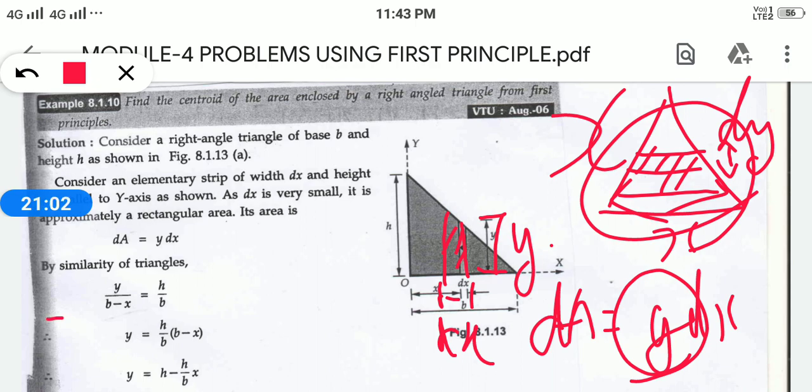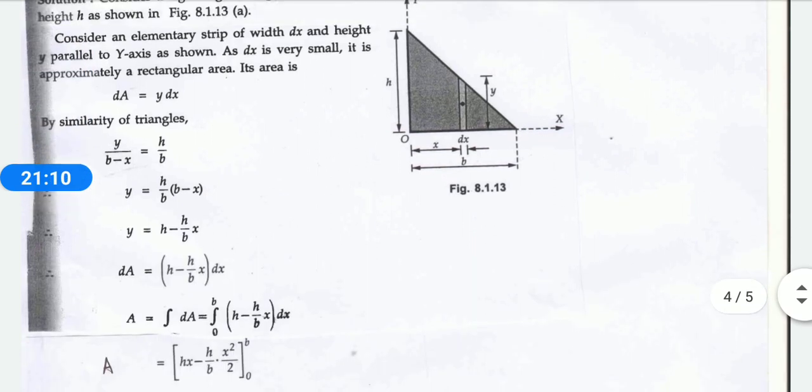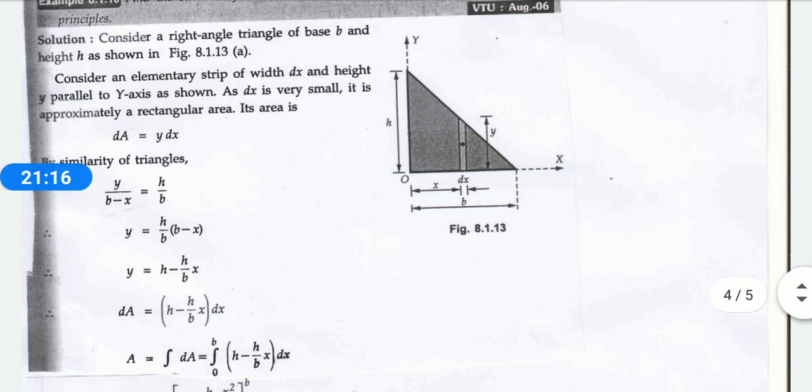So when you apply the law of similarities, you will get y is equal to h minus h by b into x. After that, take your dA and find your A value. The limit will be 0 to b, that is, the x-axis full limit is from 0 to the whole length b. So you have to substitute that and get your area as b into h divided by 2.